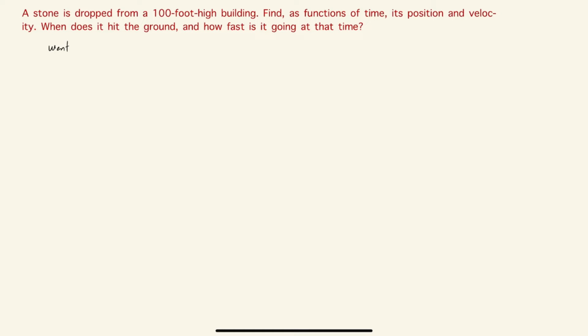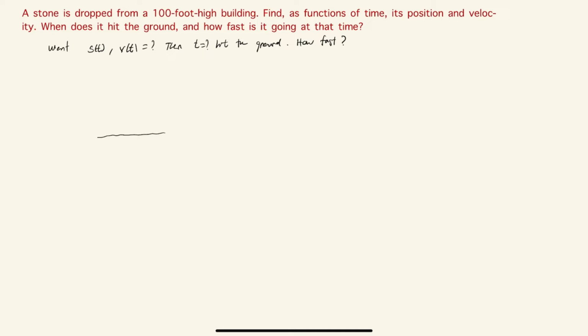The first step is to mention what this problem wants. Here we want position as a function of time, that is s of t, and velocity as a function of time, that is v of t, and then the time t that it's going to hit the ground, and then at that same time, what's the velocity.